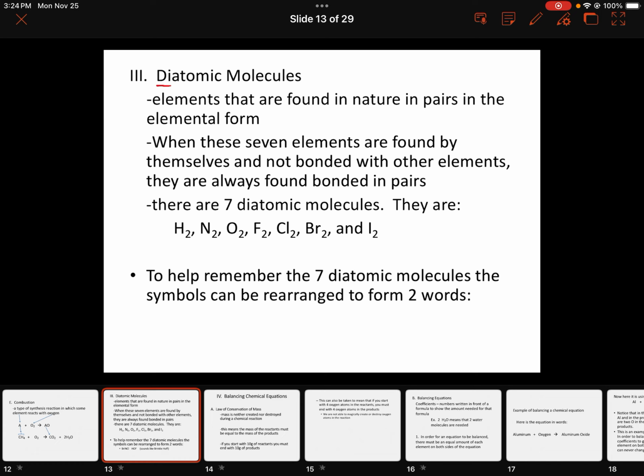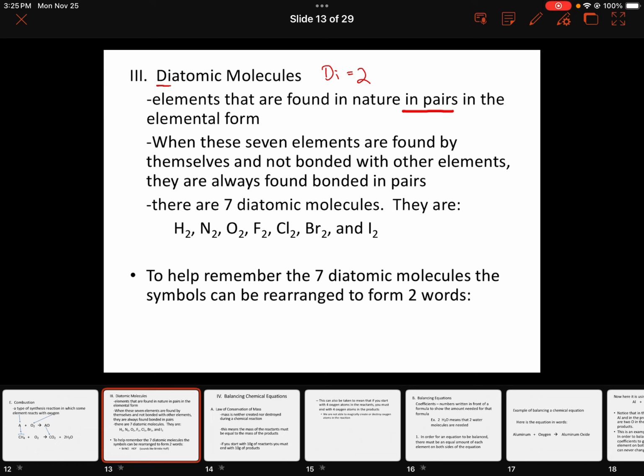And here's that prefix. Remember, the prefix di means two. And these are elements that are found in nature in pairs. So there are certain elements out in nature. When they're found, they're never found as a single atom. They're always found paired up with an identical copy. So for example, hydrogen is diatomic. And so hydrogen is always found with a partner hydrogen. Hydrogen is never found by itself.